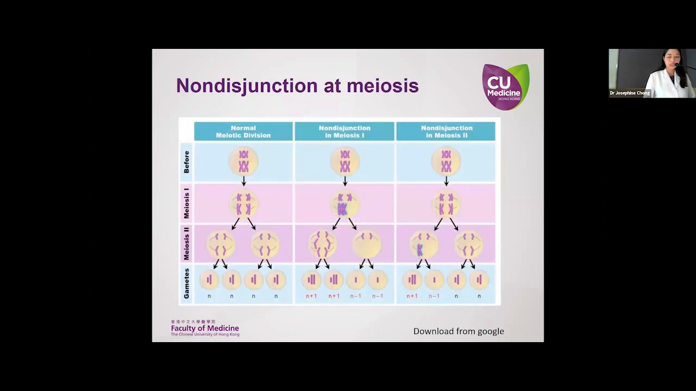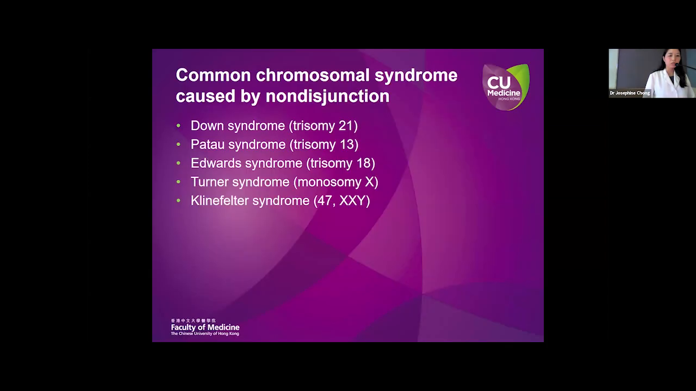We understand that, for example, trisomy is due to non-disjunction at meiosis. The common chromosomal syndromes caused by non-disjunction include Down syndrome, Patau, Edwards, Turner syndrome, and Klinefelter. Among this list, Down syndrome, Turner syndrome, and Klinefelter syndrome are the more commonly seen conditions. With NIPT, nowadays we seldom see Down syndrome, but there are still false negative NIPT cases where we will see a live birth of Down syndrome.